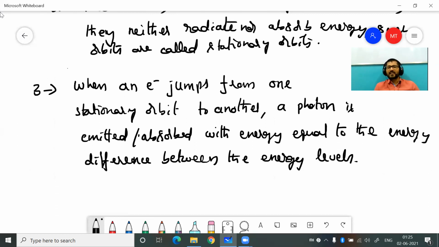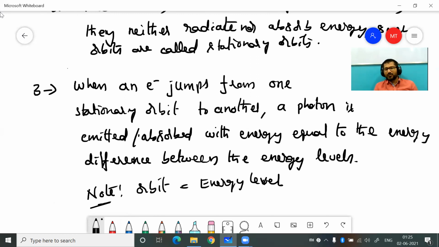I'm repeating here once again. When an electron jumps from one stationary orbit to another stationary orbit, a photon is emitted or absorbed with energy equal to the energy difference between the energy levels. More specifically, when an electron jumps from a higher energy level or higher stationary orbit, keep in mind that an orbit can also be called an energy level. If you want, you can write a note: orbit can also be called energy level.